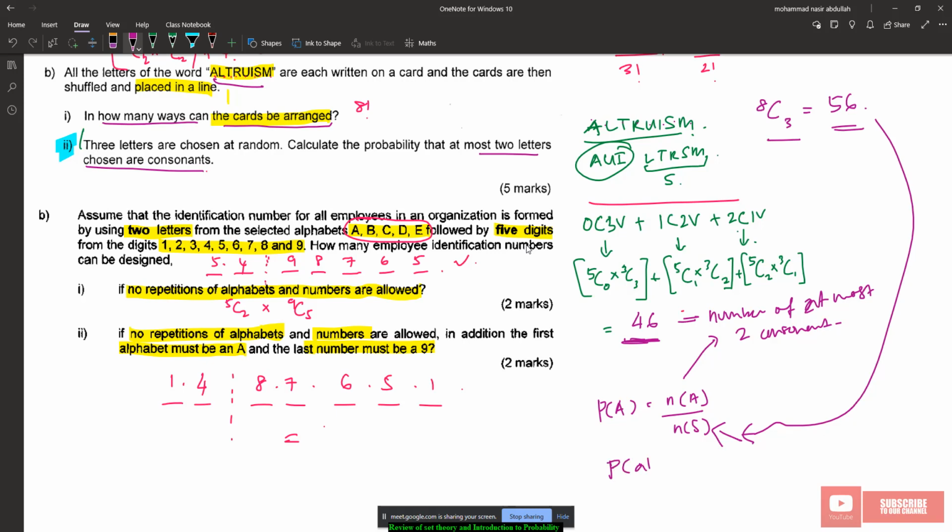So to find the probability of at most 2 consonant letters, it should be 46 over 56. This should be equal to 46 over 56, which is 0.82. Right? This is how we calculate the probability.